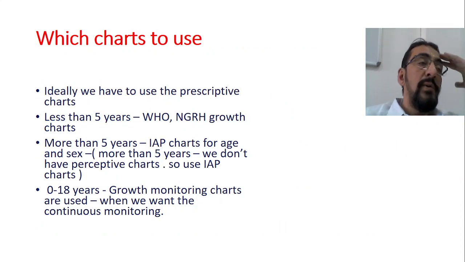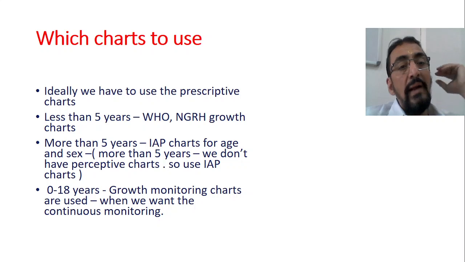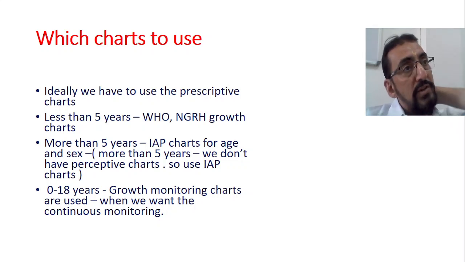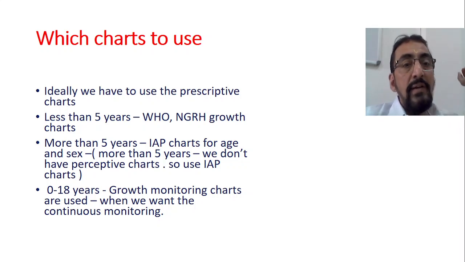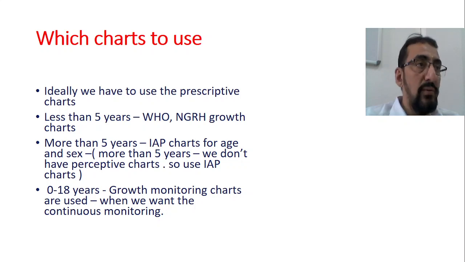Now the question becomes, so many charts are there, which chart do we have to use? Ideally, we have to use the prescriptive charts or standard charts. Less than 5 years, WHO has got a very good option. NCHS growth charts are available. More than 5 years, IAP charts for age and sex. More than 5 years, we don't have prescriptive charts, so use IAP charts only.